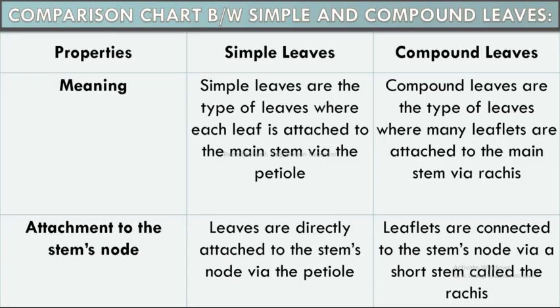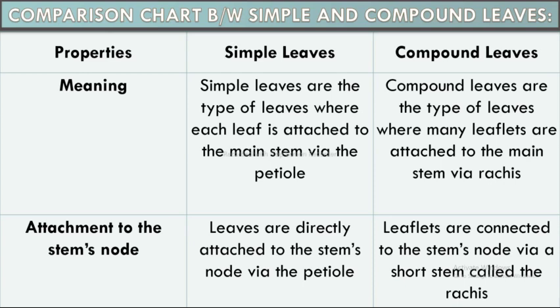This is a comparison chart between the simple and compound leaves. First I will discuss the properties of the simple leaves and compound leaves. The first property is the meaning. Simple leaves are the type of leaves where each leaf is attached to the main stem via the petiole.